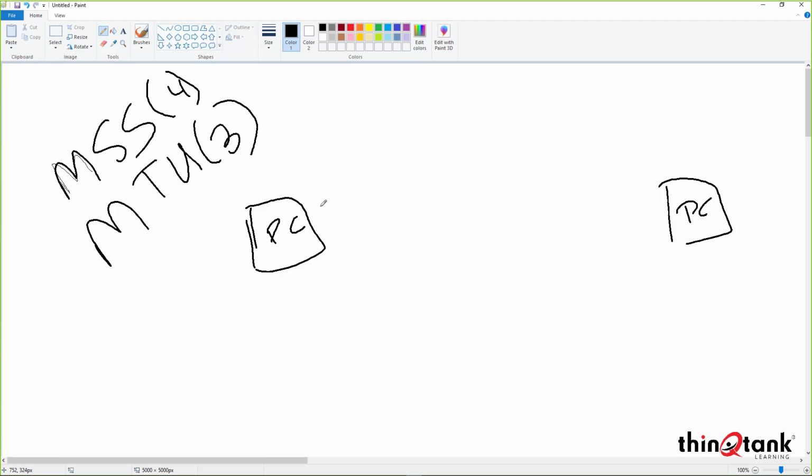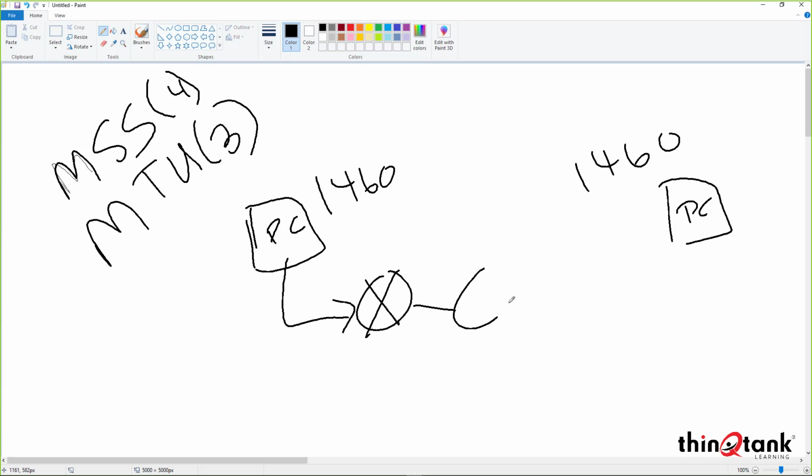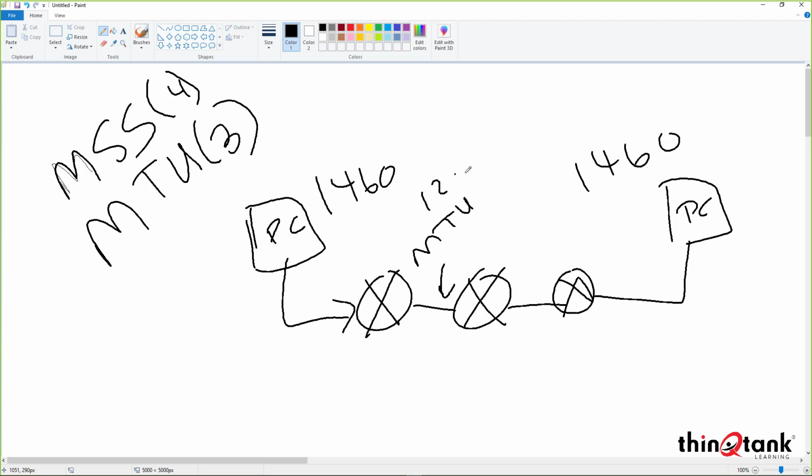So let's say, for example, these guys negotiated 1,460 bytes as their maximum segment size. And so they're sending their data, and that data is going across multiple routers. But for some reason, the MTU of this link is maybe 1,200 bytes. That poses a bit of a problem because the MTU is a layer 3 construct that says you can only put 1,200 bytes into a packet. But the clients are generating 1,460 byte segments.